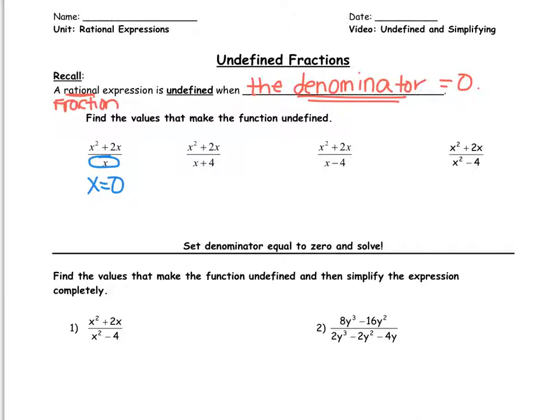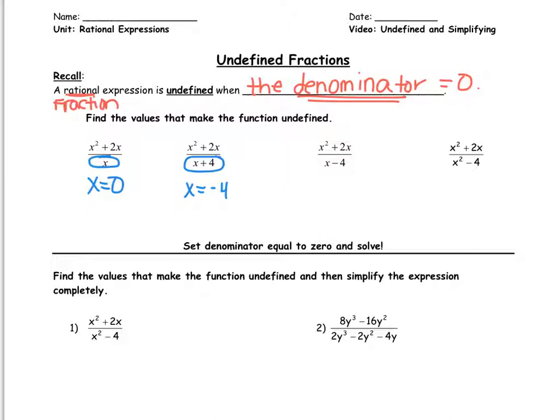Let's look at the second example, x plus 4. Now, some of you can do this in your head. Some of you are going to say, well, if x is -4, I know that -4 plus 4 is 0. So some of you are going to go straight to the answer. And that answer is when x is equal to -4, this whole entire denominator is undefined.